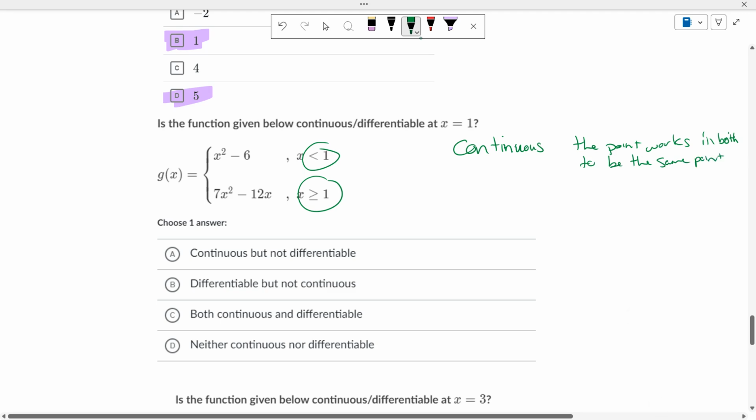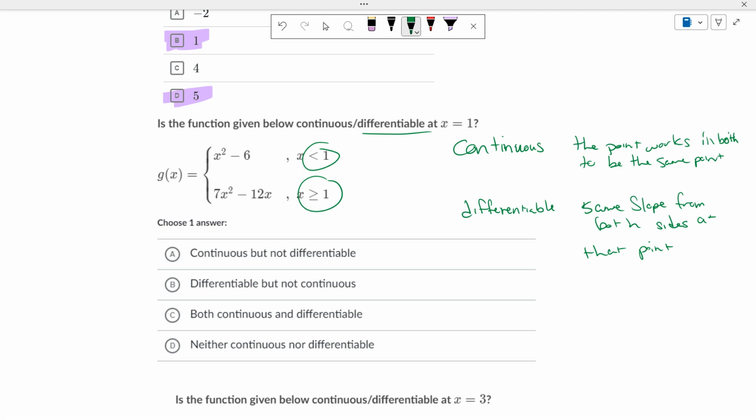That's continuous. Differentiable: it must have the same slope from both sides at that point. Okay, they must have the same slope at that point from both sides.